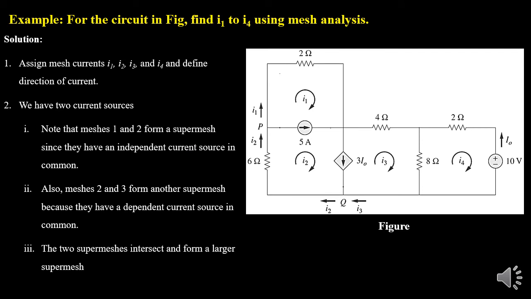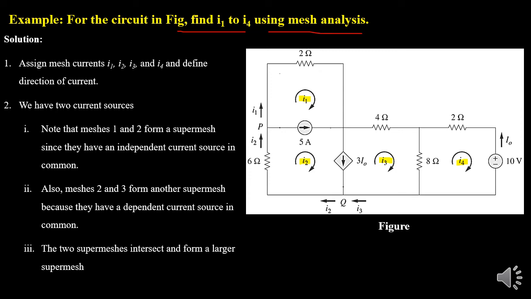Now in the given example, you have to find mesh currents I1 to I4 with the help of mesh analysis. If you look at the figure, in this circuit we have 4 meshes, and we will assign a mesh current to each of them. And these mesh currents will be I1, I2, I3 and I4, and we will also define their directions, which is clockwise as usual.